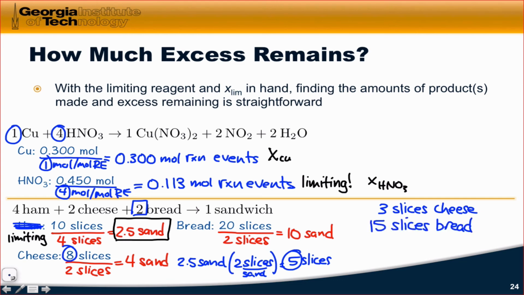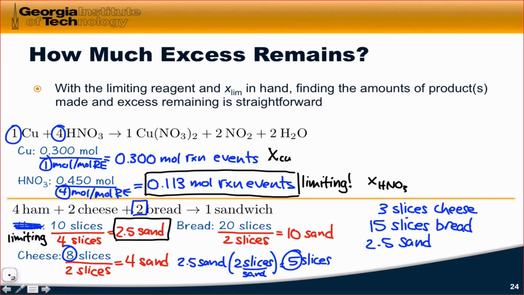Along with these two things, we'll of course have the 2.5 sandwiches as kind of the products of the sandwich making process. Exact same idea applies to the chemical reaction. We know from determination of the limiting reagent how many reaction events are going to take place under these conditions. It's the smaller number, 0.113. The question is how much of each reactant is consumed in the course of this number of reaction events.